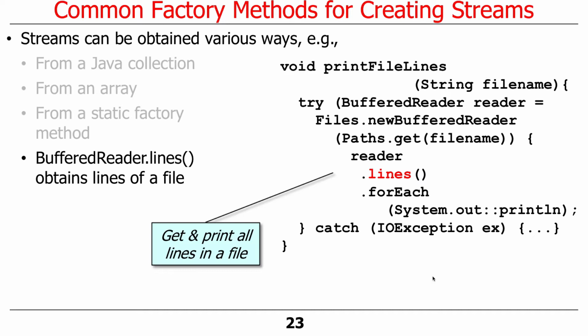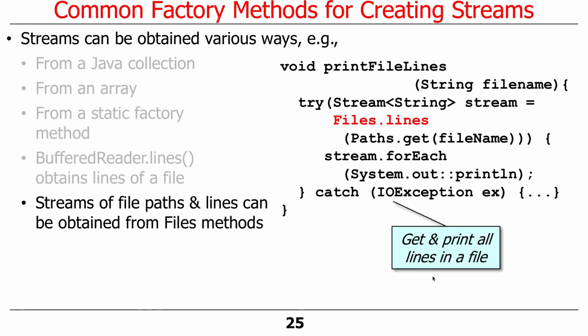In this particular example, we're taking a file name. The name of the method is print lines. We take a file name. We create a new buffered reader. And we set this buffered reader to essentially get every line in the file as a stream of lines. And then for each line in the stream of lines, we're going to print it out. So that's kind of cool. So the for each is used to print things out.